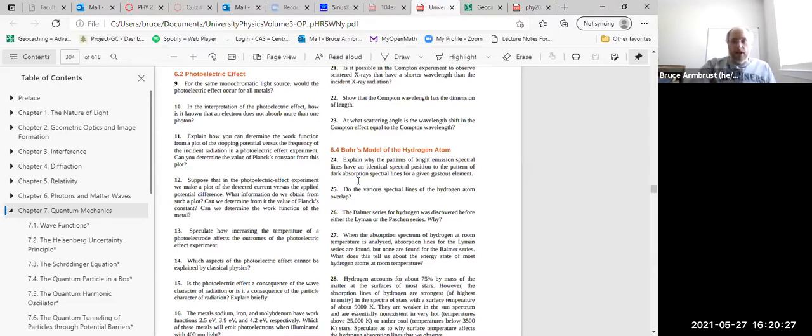Okay, so it's all about the wavelengths that we're getting. So let's just backtrack. When we talk about a photon, and the photon comes off with a specific wavelength, what determines that wavelength?